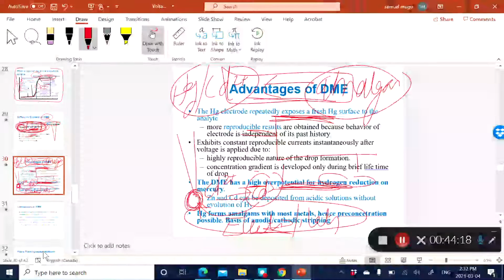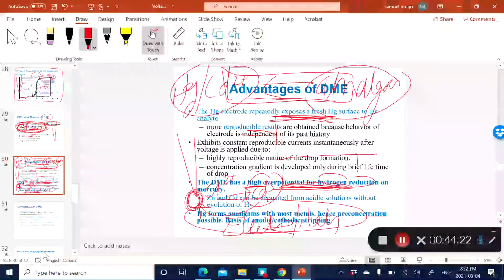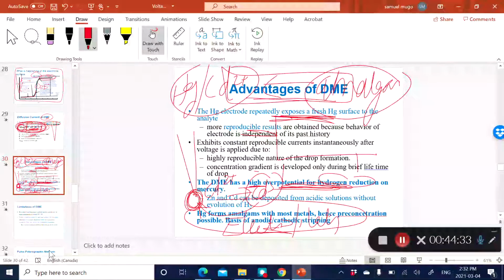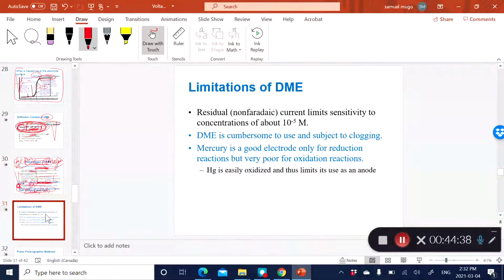And so based on that, as I'm going to show you later, you can really increase the signal and the limits of detection, using the anodic stripping type of technique, which is very commonly used with a dropping mercury electrode because of its ability to dissolve different types of metals.